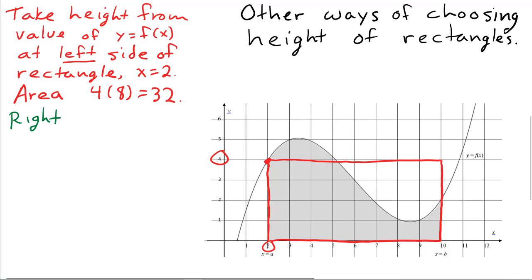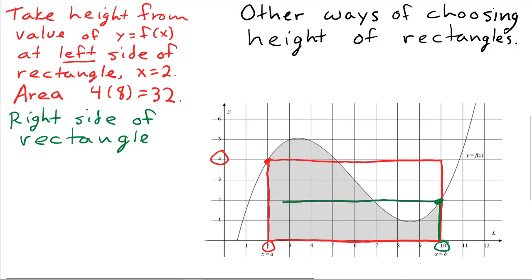We could do the same thing with the right side of the rectangle, generally not the highest or lowest point. It could be one of those, but frequently not. And we find that at the right end of the rectangle, the height is 2. And if we take that height of 2 times the width of 8, we get an area of 16. So we can say the area is about 16 or about 32-ish.